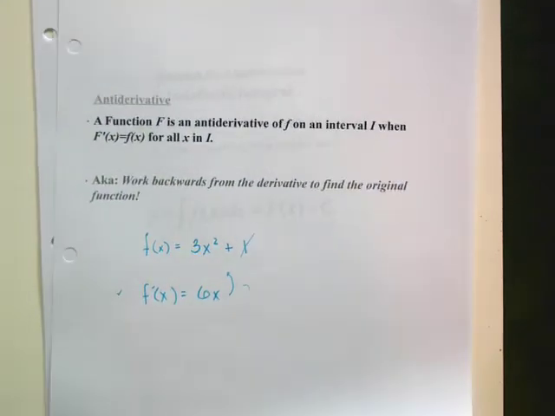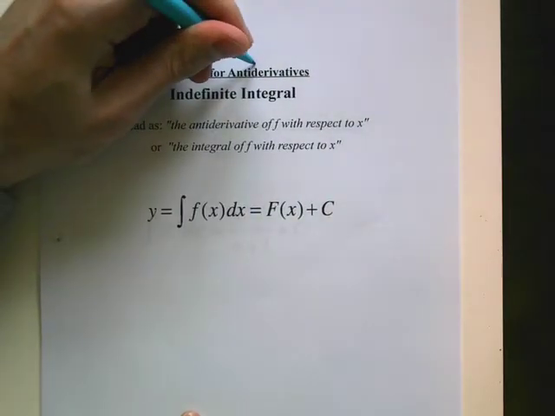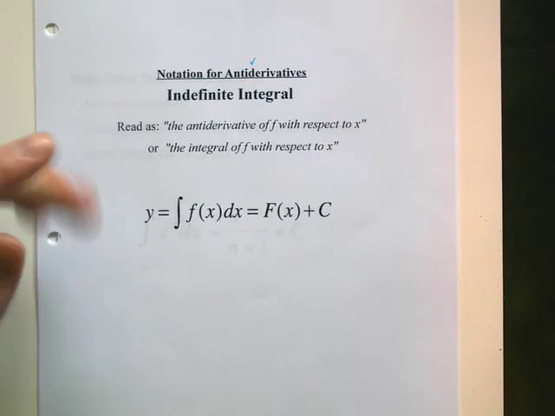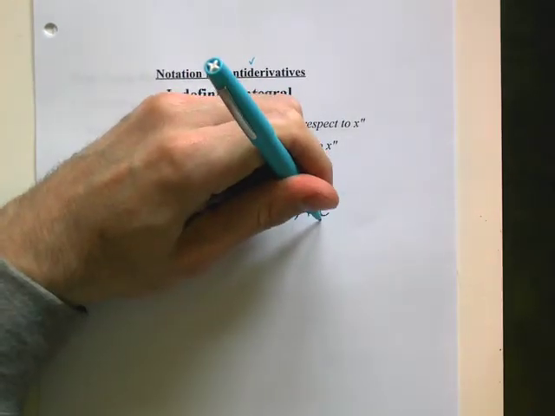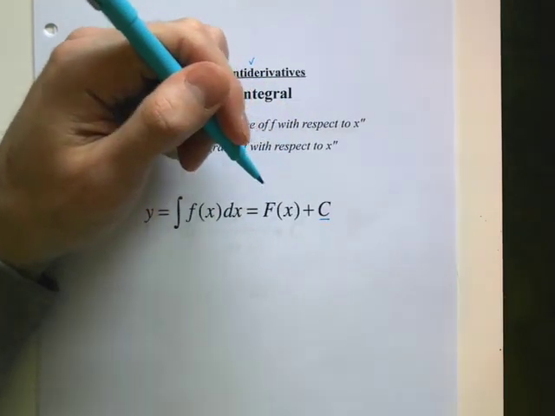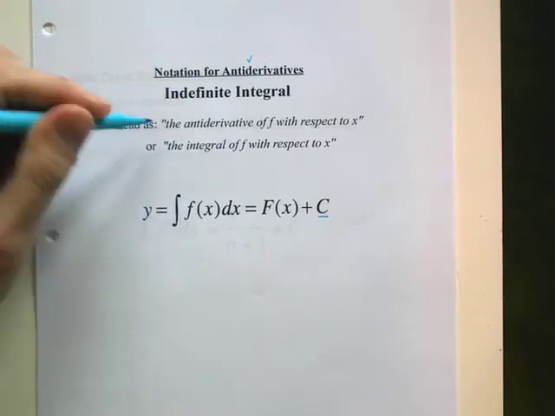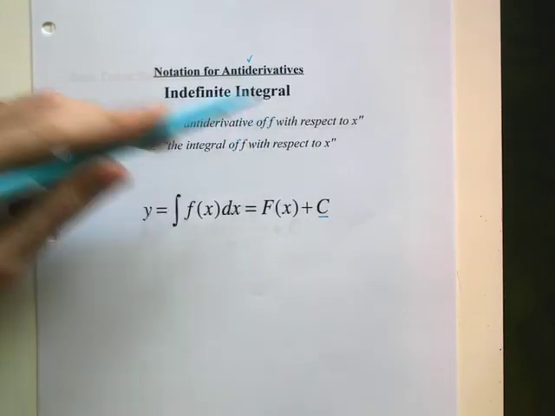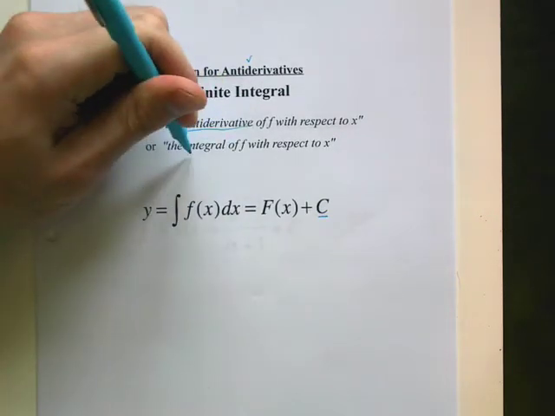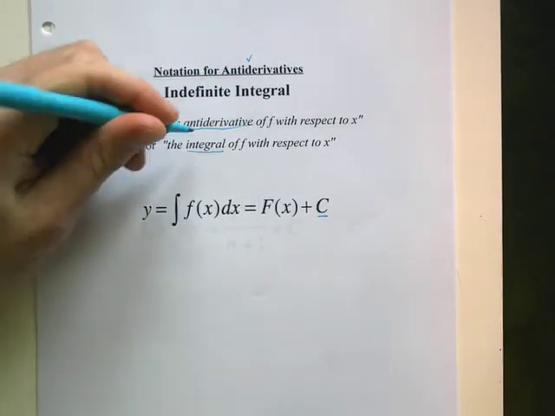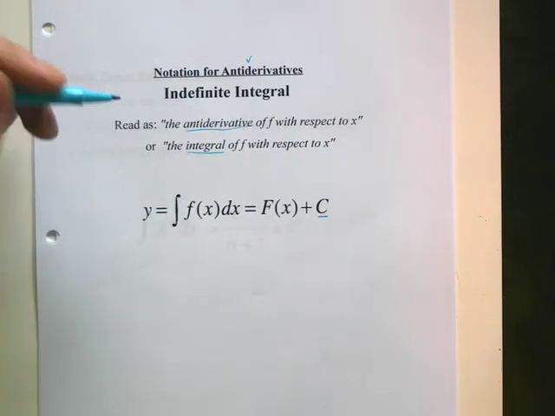So what we do, going to my next page, when we're talking about notation for antiderivatives, whenever we write our answer for an antiderivative, we put a constant at the end of it, okay? So let me just explain to you what this all means. It says, this is read as the antiderivative of f with respect to x. Another word for antiderivative that we're going to use a lot is called integral, okay? Antiderivative and integral, they mean the same thing, okay?